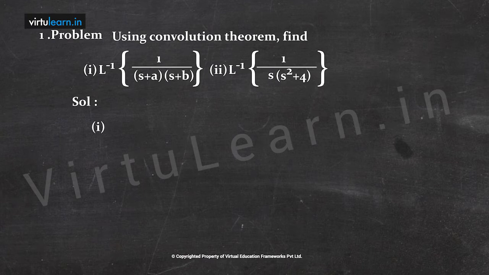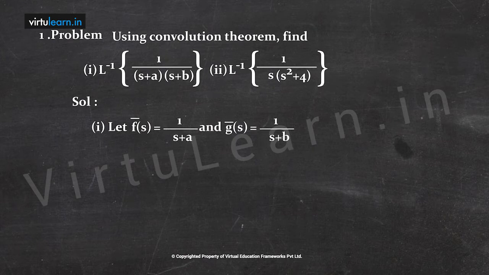First, f bar of s equals 1 by s plus a and g bar of s equals 1 by s plus b. In this question we need the L inverse of the product of these two functions. Previously we solved the same problem using partial fractions; now we calculate the inverse Laplace transform without partial fractions.